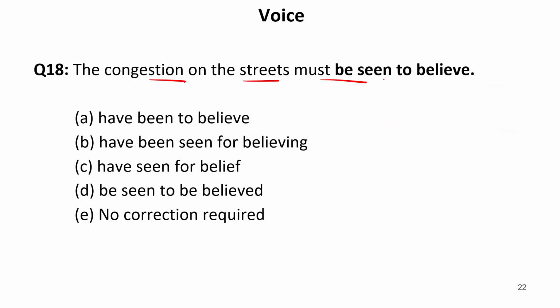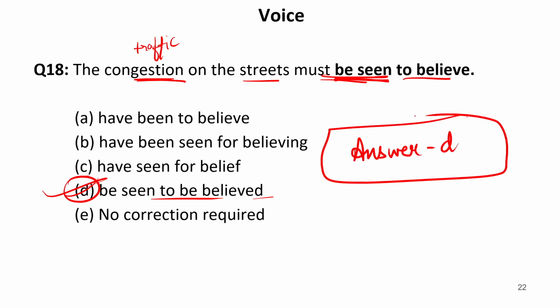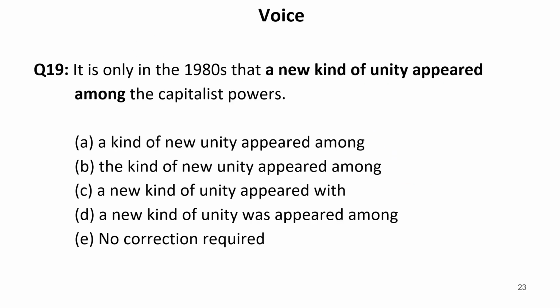Now let us move to the next one. The congestion of the streets must be seen to believe. So congestion means traffic. So the traffic of the street must be seen. If we want to believe it, it should be seen. It must be seen, then only we are able to believe it. So it should be seen to be believed because everything has to be in passive voice. Therefore, be seen to be believed will be the correct option. So our answer is D, that is, must be seen to be believed. It should be seen in order to be believed. Now let us move to the next one.